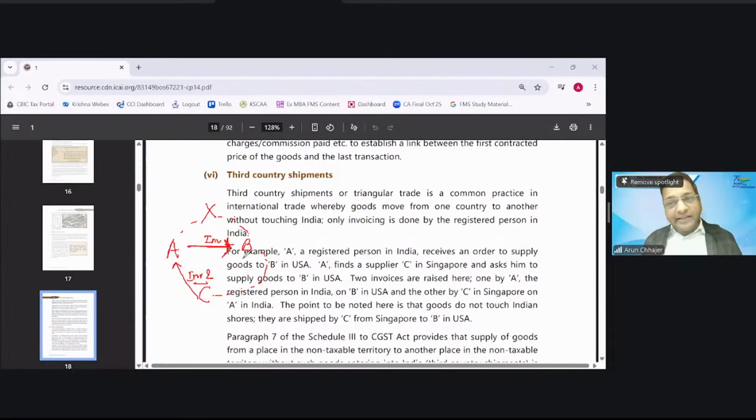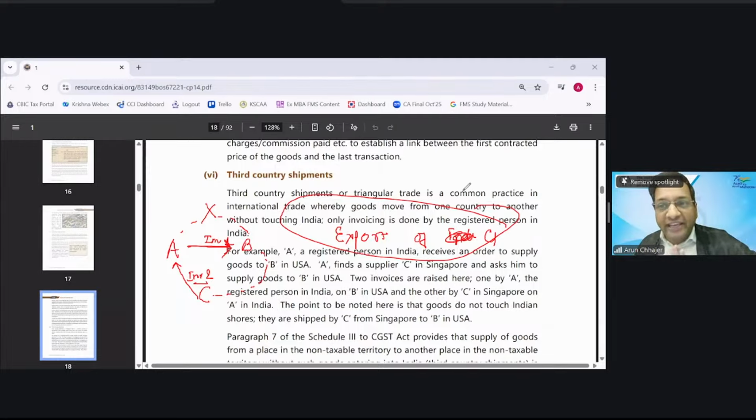Now, it is not export because the definition of export says that physical movement is mandatory. Whether goods are being physically moved from India to out of India, in the definition of export of goods, we are very clear. We are not required to see any other point. We just need to see that physical movement is happening from India to out of India. If not, it means it is not export. So one point is clear, it is not export of the goods.